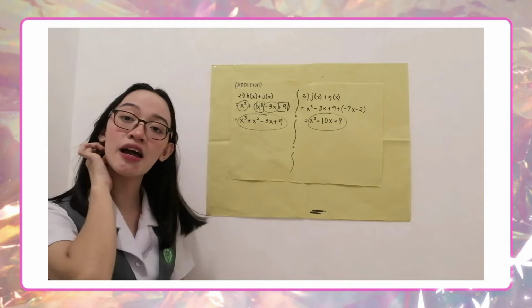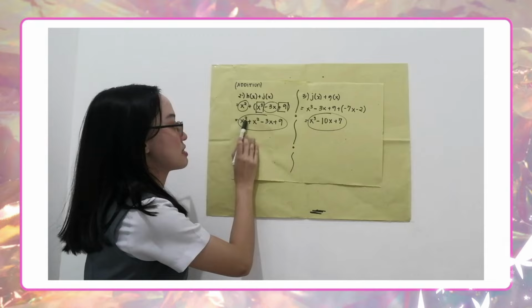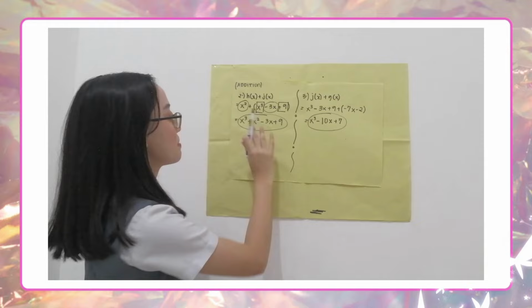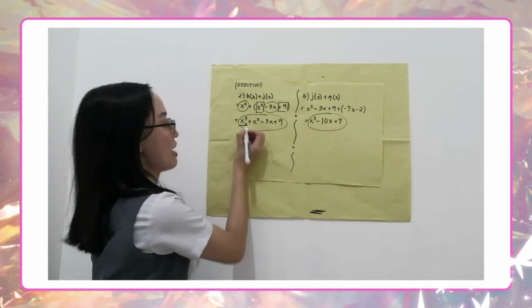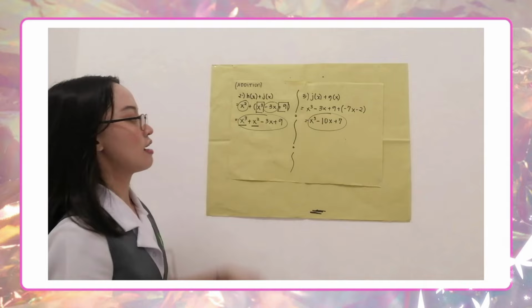Mag-start tayo, tignan yung degree. So, ano ba yung degree? Ito yung nasa taas. Ang cube, yung square, and then yun. So, ibig sabihin, magsisimula tayo sa pinakamataas na degree na meron sa function na yun. So, start tayo sa x cubed, and then x squared. Tapos ito, negative 3x, ibababa din natin siya.